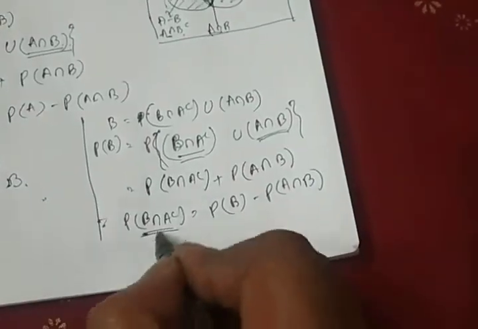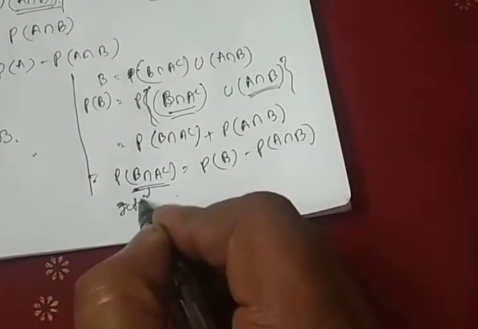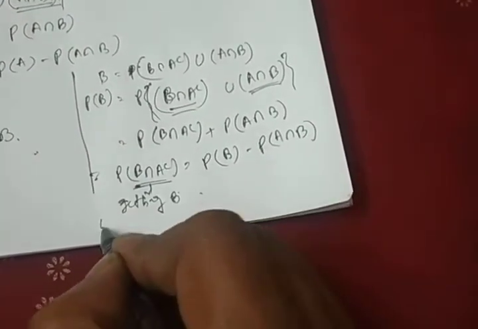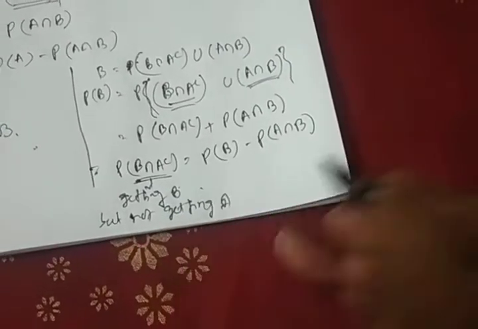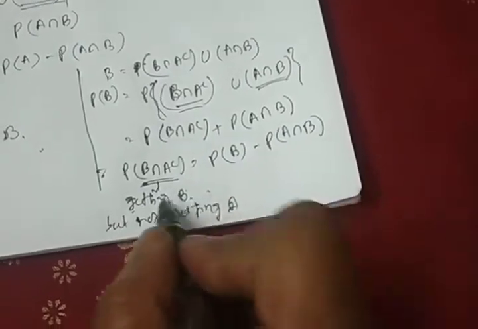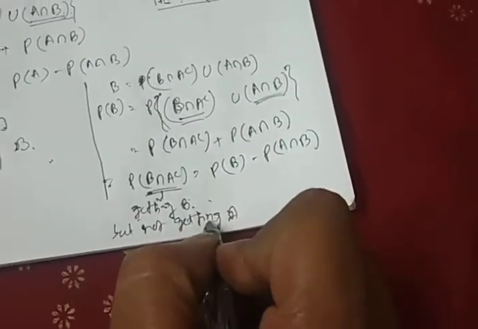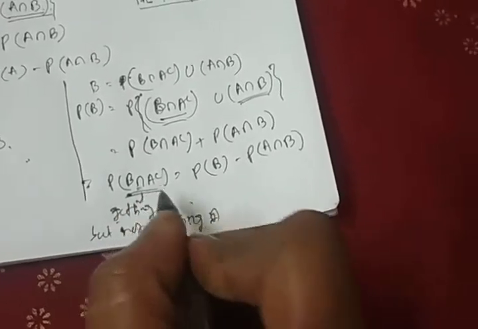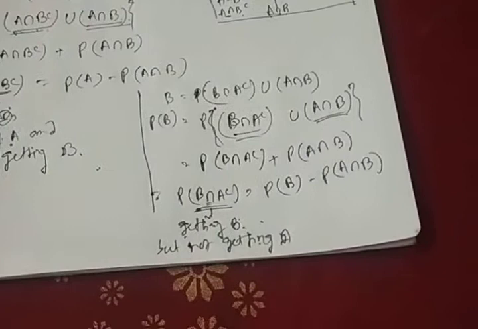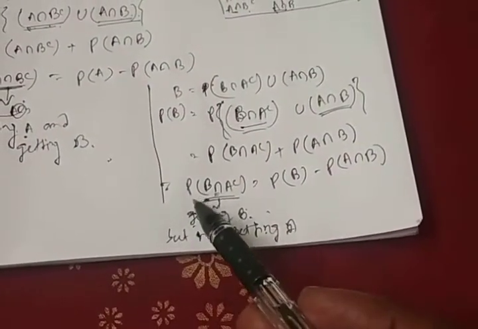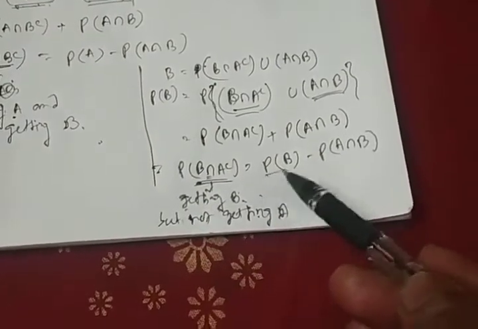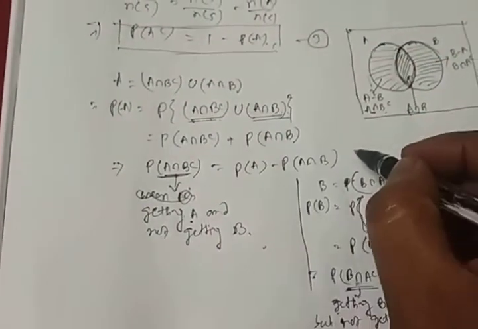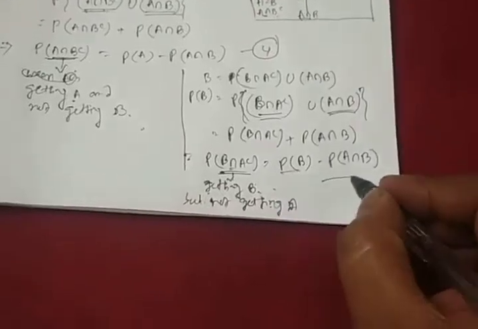So this is the part that is getting B but not getting A. Not getting A means A complement and getting B means B. As this has to happen together, the sign is intersection. So the total probability of getting B but not getting A equals P of B minus P of A intersection B. So these are the formulas: this is 3, this is 4, this is 5.